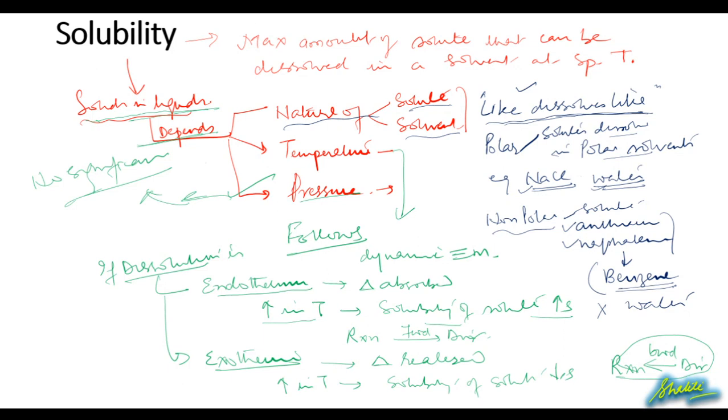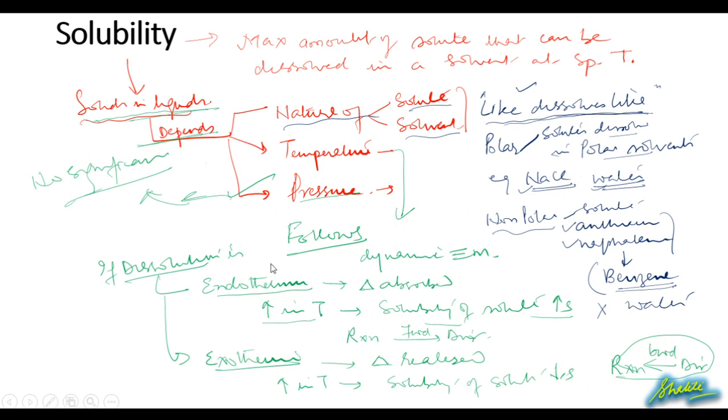Hello students, let's have a quick recap of what we studied in the previous lecture, that is, solubility of solids in liquids, which depends upon the nature of the solute and the solvent, and like dissolves like, where we have seen that NaCl gets dissolved in water, and for non-polars, anthracene and naphthalene get dissolved in benzene. Now the second point is temperature. In temperature we have seen that it follows the Le-Chatelier principle, that is, dynamic equilibrium.